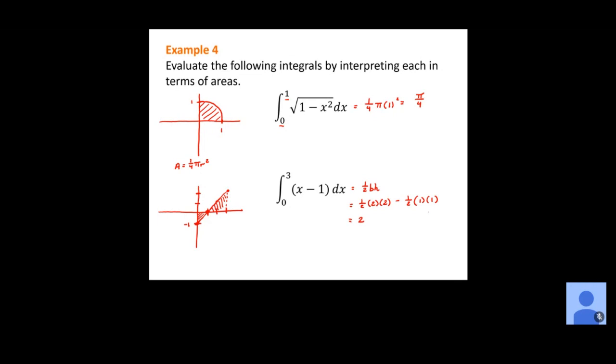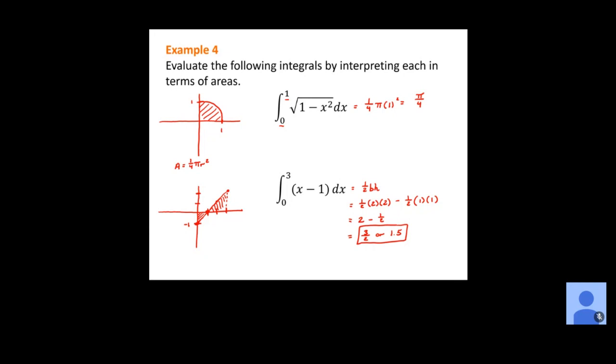Good. And then 1/2 times 1 would give us what? It's going to be 1/2. 2 minus 1/2 would be what? 3/2. Good. Or again, if you prefer decimals, 1.5 is fine too. Okay. So there's our answer for that one.